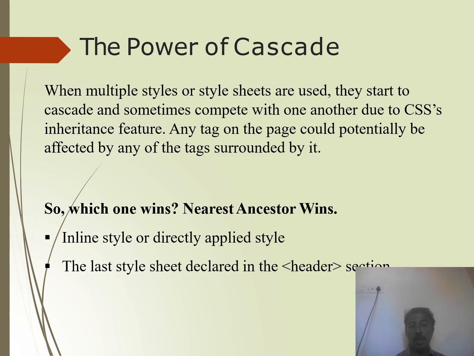Then what is the power of cascade? The attribute styles or style sheets that are used start to cascade, sometimes competing with one another due to CSS. The inheritance feature allows this in cascade style sheets. Therefore, you already know that inheritance means a parent property is coming in the child also. Such a thing is possible. This is the order of cascade.